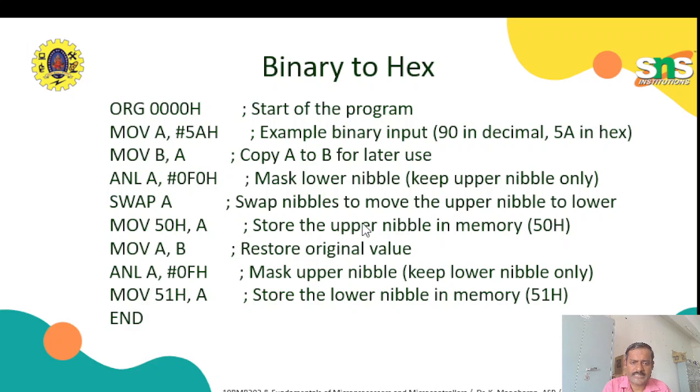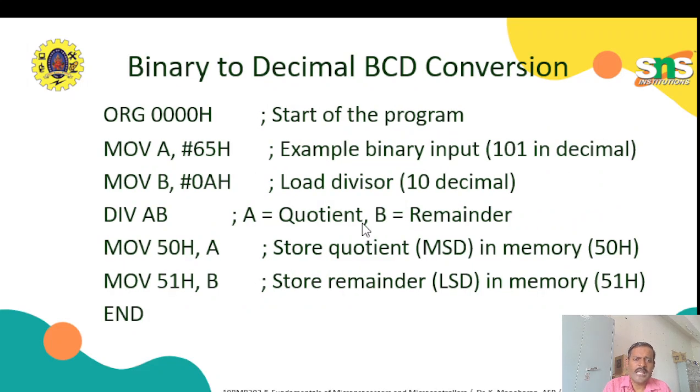I am taking another example. Look at this: binary to decimal BCD conversion. Look at this, ORG 0H, so initialize at location 0. MOV A, #65H, so this 65 hexadecimal value will be moved to the accumulator. Then I am moving MOV B, #0AH. So 0A, decimal 10 in hexadecimal, will be moved to B.